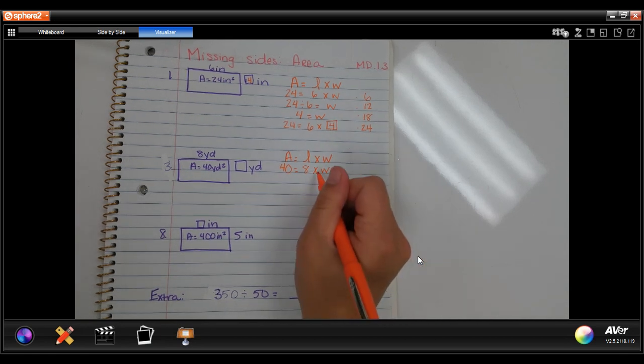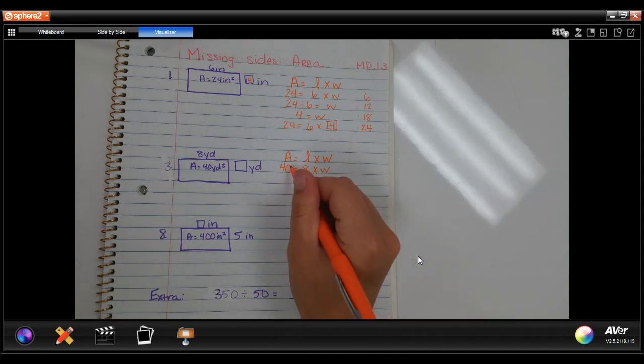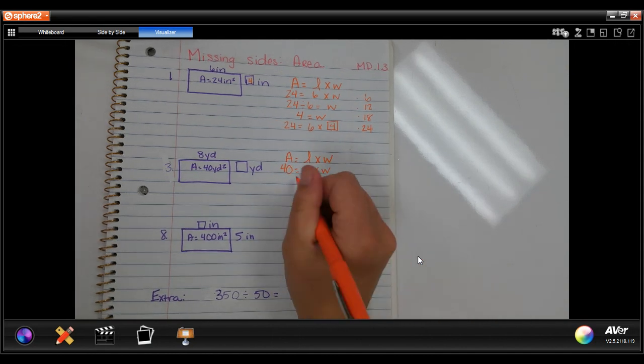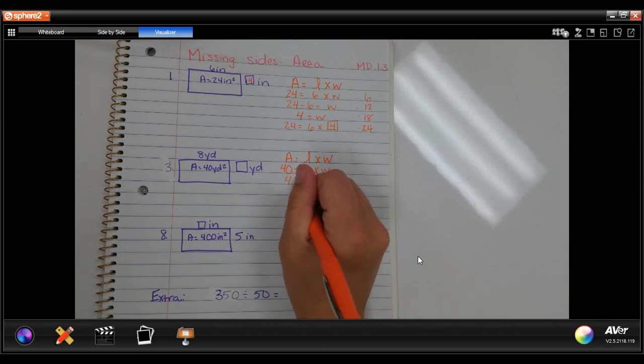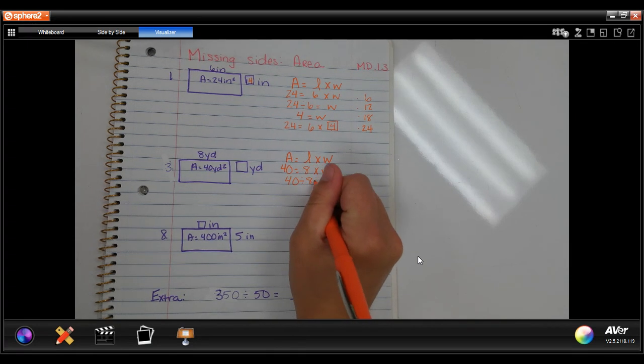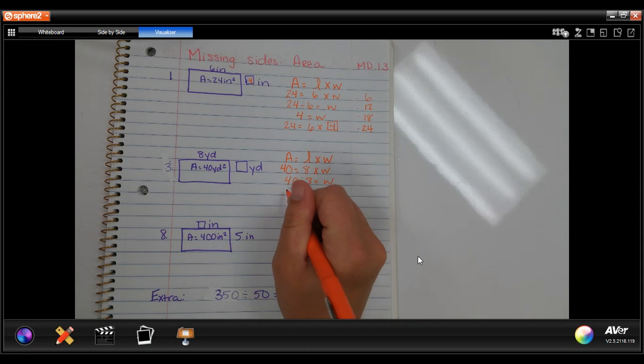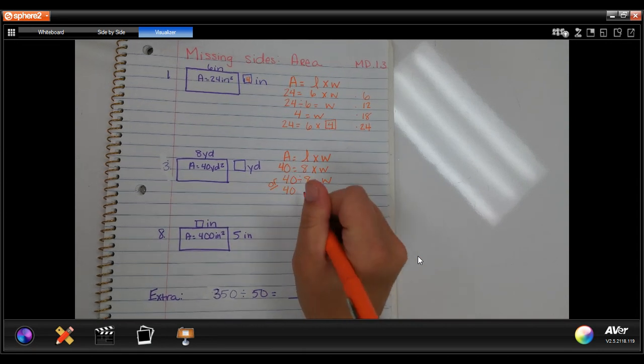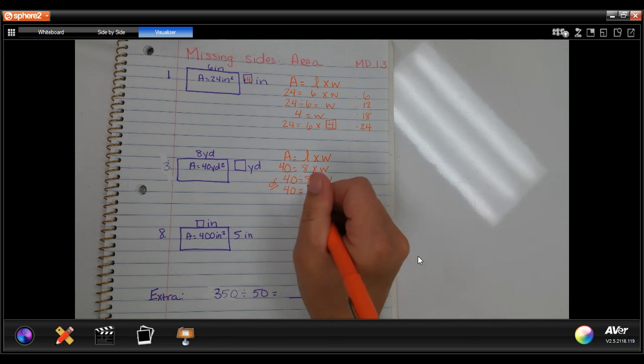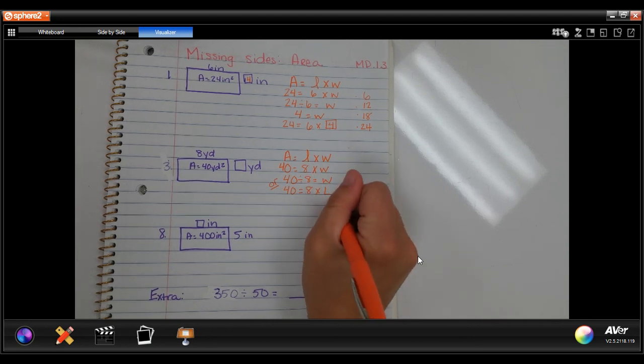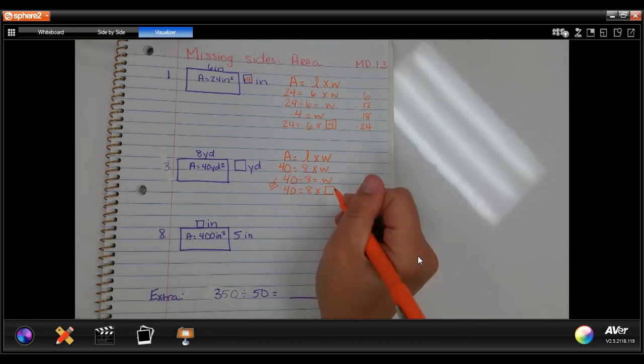So as I said before, to keep this equation balanced and to be able to find the W, I need to bring the 8 over here. To do that, I need to do the opposite of multiplication, which is division. So I have to do 40 divided by 8 equals W. Or I could say 40, and you can decide how you think of it best, equals 8 times blank, which would be the W.